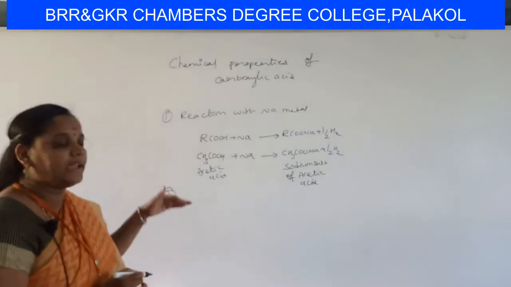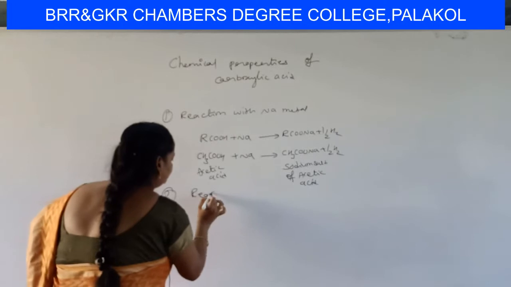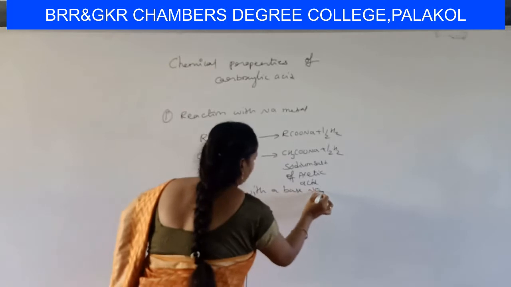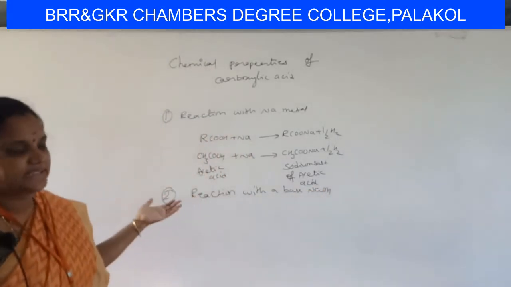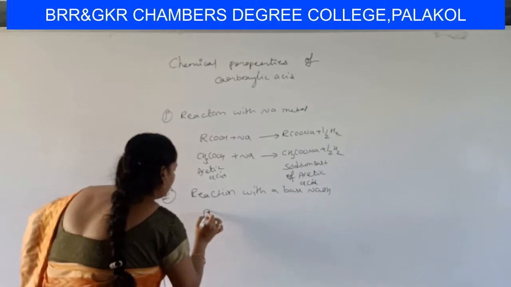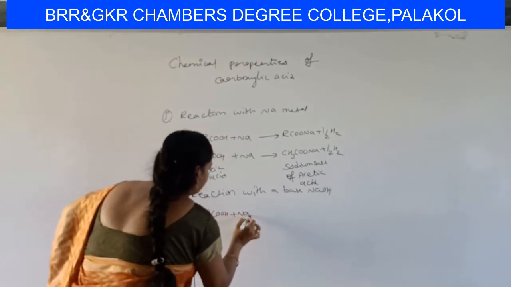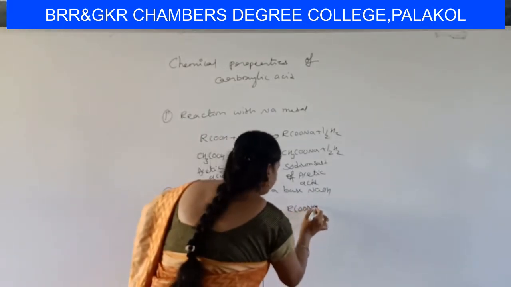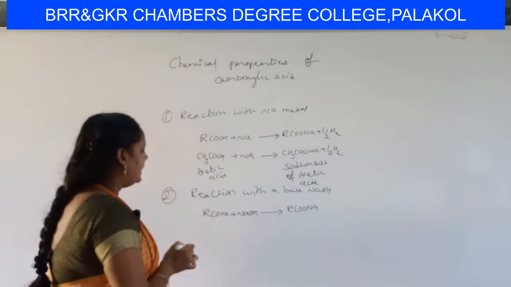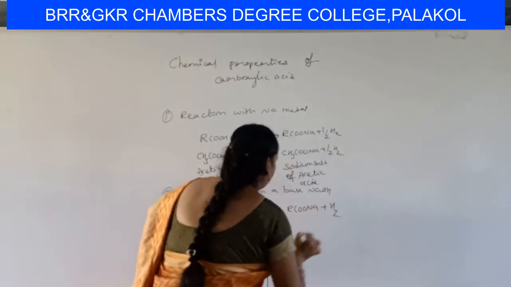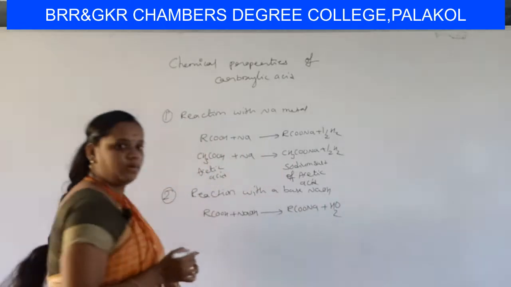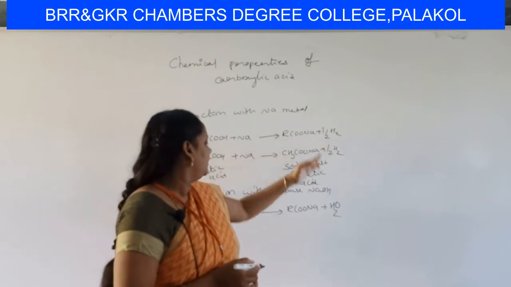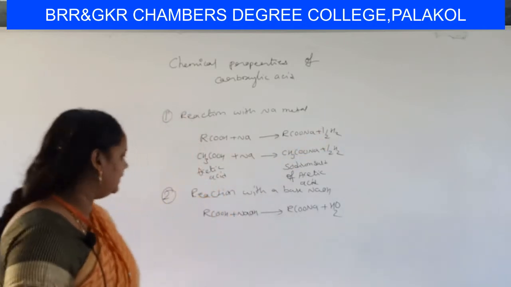Second reaction: reaction with a base, NaOH. What happens when carboxylic acids react with NaOH? If you take carboxylic acids and treat them with NaOH, you will get the same product as in the case of sodium metal, RCOONa plus H2O. Okay, same product. With sodium metal you get half mole of hydrogen, whereas with the base you will get a water molecule.